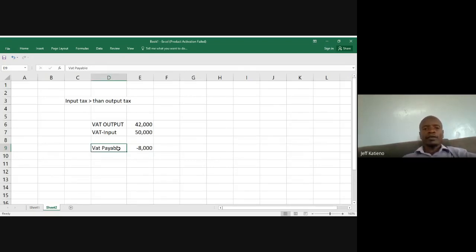But Kenya Revenue Authority is not very excited about paying people. So what they will advise is that if you're in this situation where input tax is more than output tax, then you bide your time. So this is January. And wait for February and set off the excess against February.